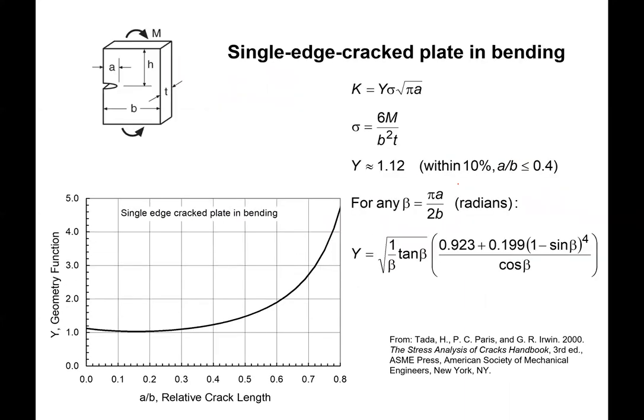All right, and if we had a crack in bending, like shown here, then this would help you with all the geometry, of course, but it gives you the stress on this crack based on the bending moment. It gives you the a over b ratio again, where we can assume a 1.12 value. Otherwise, we have to put it into this equation to find Y, where beta now, instead of just being the ratio a over b, is pi a over 2b.